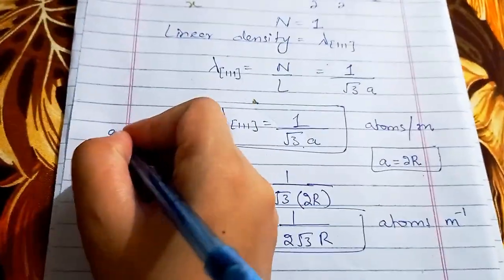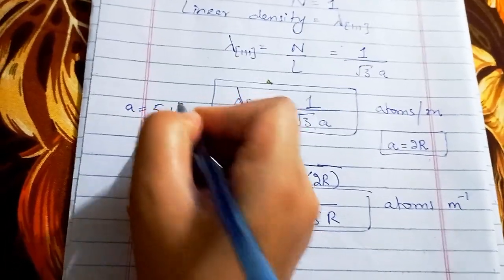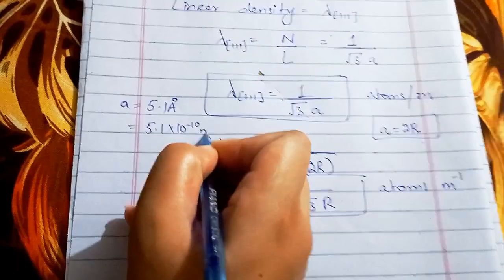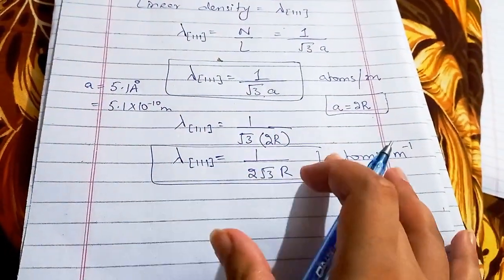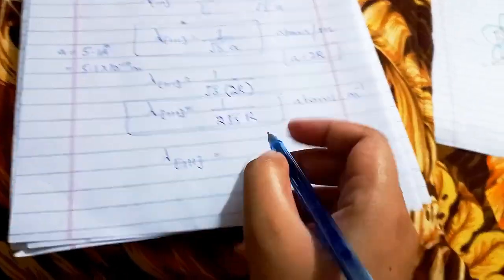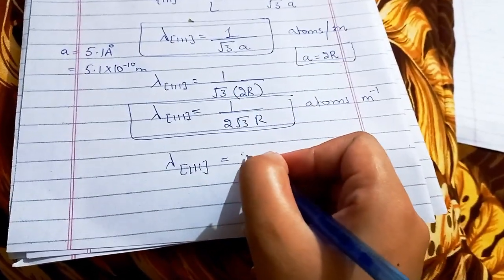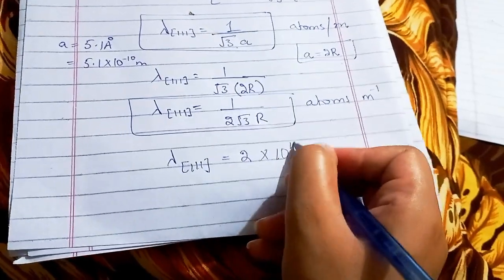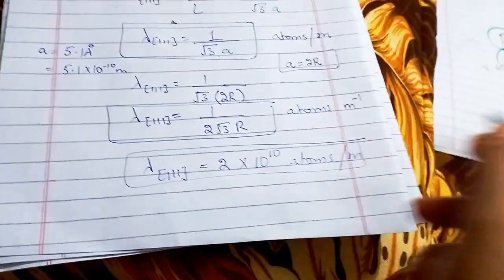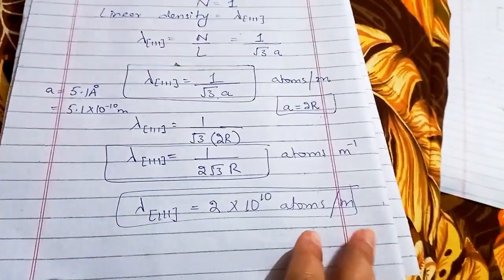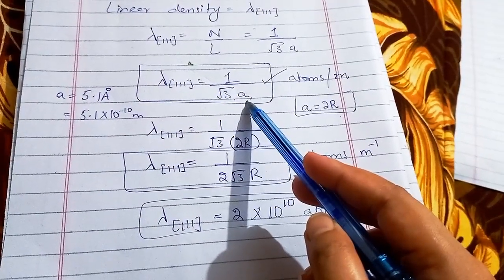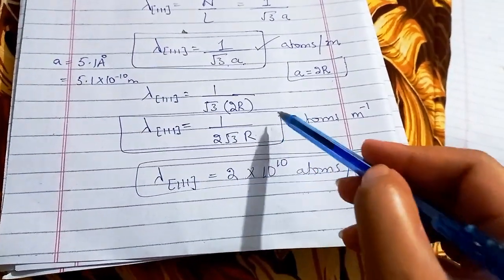For example, if a is equal to 5.1 angstrom, and an angstrom is 10 to the power minus 10 meter, you will put it right into this equation. The result you will get, for example, is 2 multiplied by 10 to the power 10. Then you write atoms per meter as its unit. Sometimes there is a kind of problem related to it, so I hope you got it. This is the linear density in terms of lattice parameter for this direction. This is in terms of atomic radius for this direction.